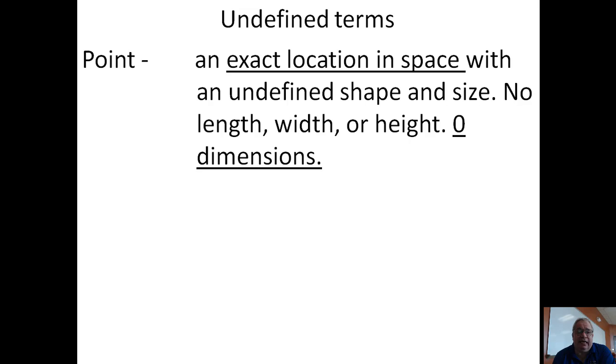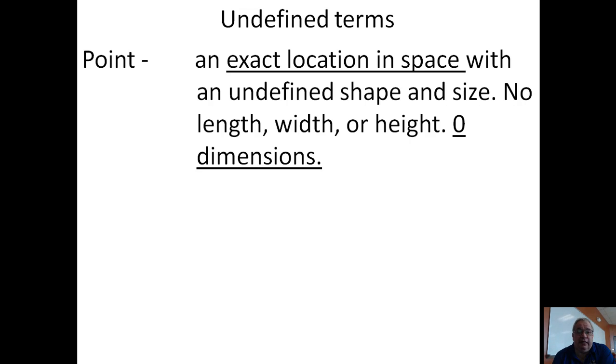So a point is an exact location in space with undefined shape and size. So it really has no length, width, or height. So we really can't define it because it really doesn't even exist. It's just an exact location. If you go back to Algebra 1, when you were plotting points on the coordinate plane, you might have said it started at x is 5, it ended at x is 5. Well, 5 minus 5 is 0. It has no size. We have to represent it with a dot because we can never really see a point. A point has no size.